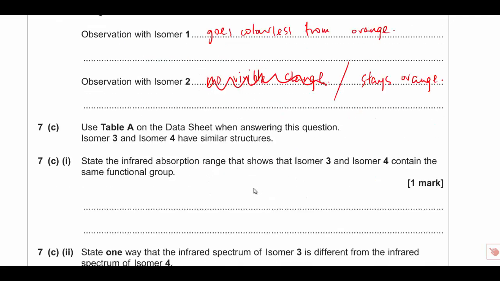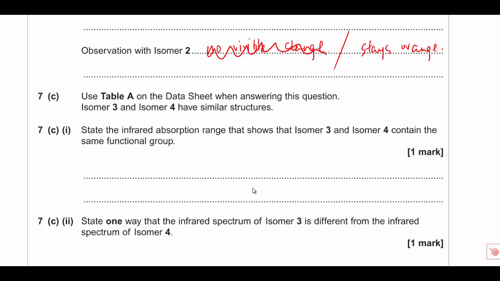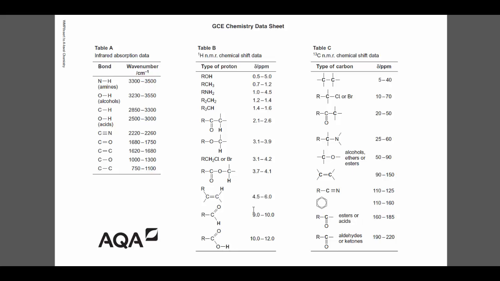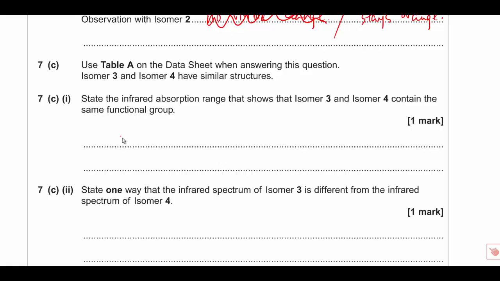Use table A on the datasheet when answering this question. Isomer 3 and isomer 4 have similar structures. State the infrared absorption range that shows that isomer 3 and isomer 4 contain the same functional group. Okay, so here's my datasheet. We're looking for this. Looking at this stuff here, not on all this, is our NMR data, which doesn't matter for the AS, and we're looking for that carbon-carbon double bond. So we're going 1620 to 1680, and so our answer is 1620, 1680. Boom, nice easy mark that.